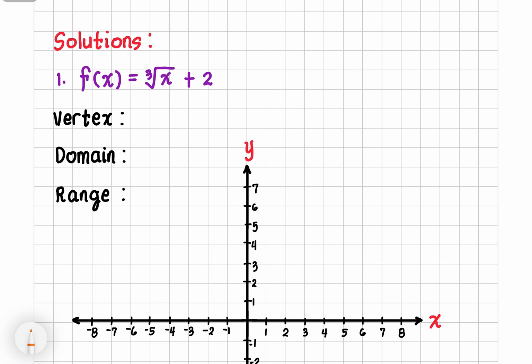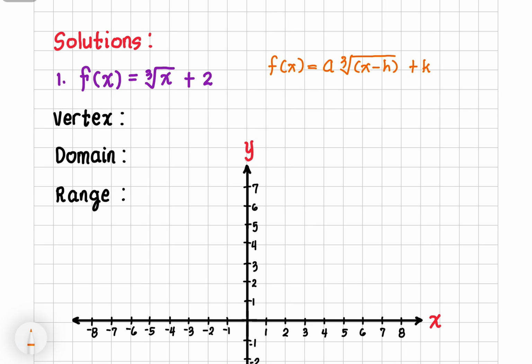If we observe, we have the general form. So, f of x or y. Let me write: f of x equals a times the cube root of the quantity x minus h, plus k. So here, class, since we have a plus 2, this serves as your k value, or our y. Understood? Okay.